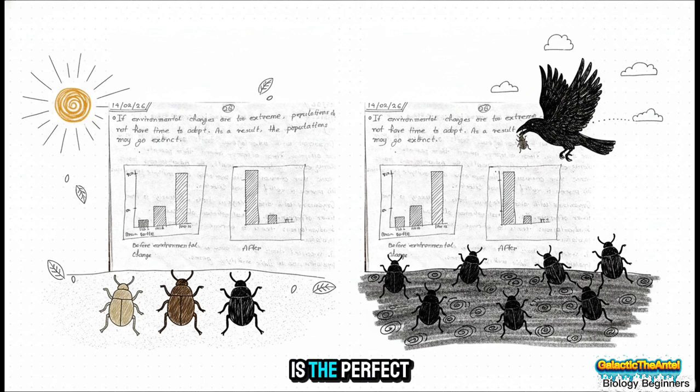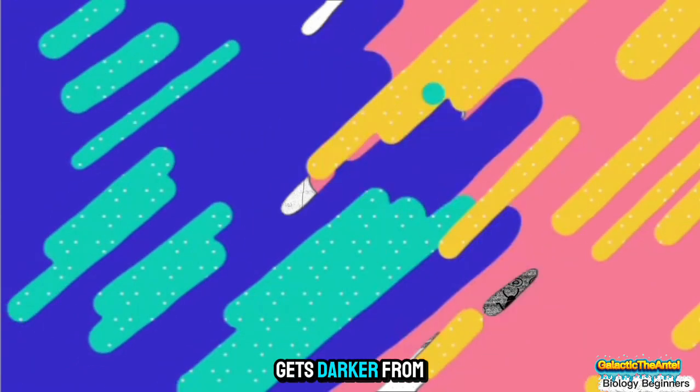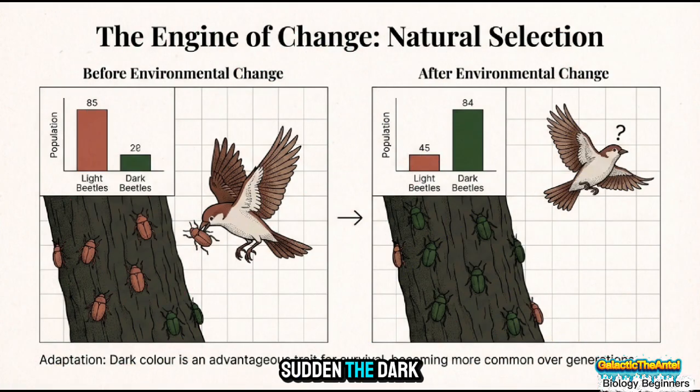And this slide is the perfect visual for how natural selection works. So imagine a population of beetles. Before some big change, you've got a mix of light ones and dark ones. But then the environment changes. Maybe the ground gets darker from soot. All of a sudden, the dark beetles are way harder for birds to see. So they survive longer, they have more babies, and over time, the entire beetle population shifts to become darker. The whole group has adapted.